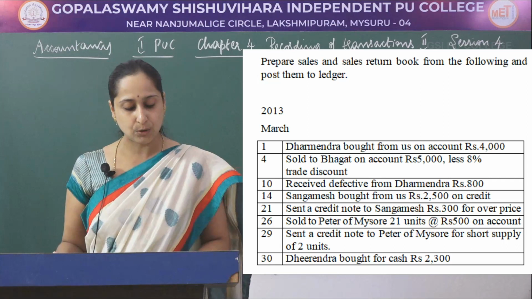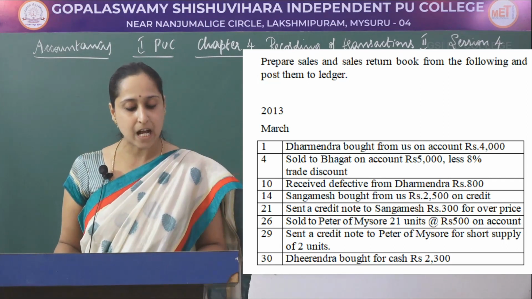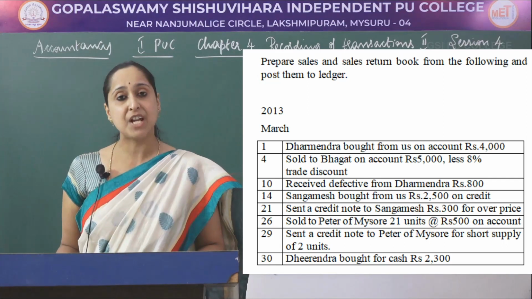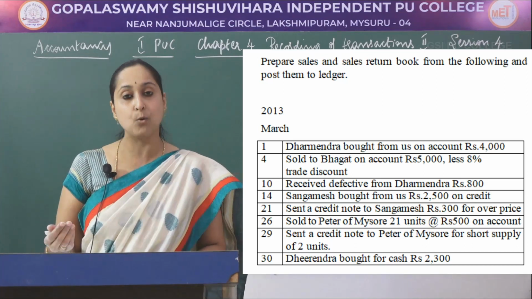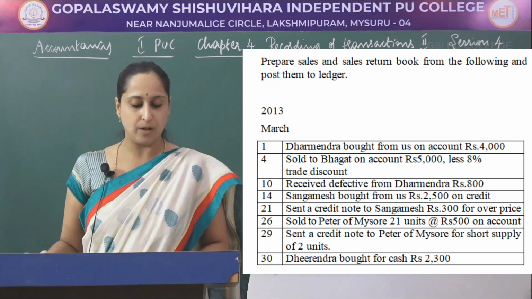2013, March 1st. Dharmendra bought from us on account 4,000. This we have to record in sales book because Dharmendra is buying goods from us, means we are selling goods, so we have to record it in sales book.